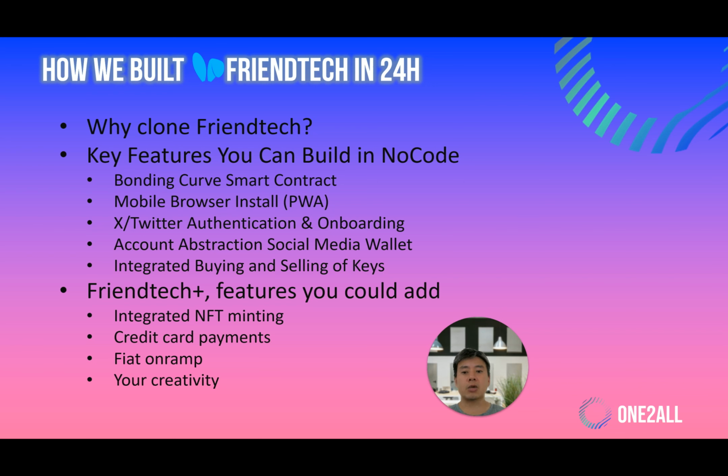And second thing we talked about is breaking down all of those features in terms of what they actually translate into, in terms of, if you're going to build that, what does it take to have that feature in your app? And so we've walked through that. We've walked through the smart contract, PWA, Twitter or X authentication, account abstraction with a non-custodial wallet, and also the actual buying and selling of keys, or said another way, the interaction with smart contracts on chain.